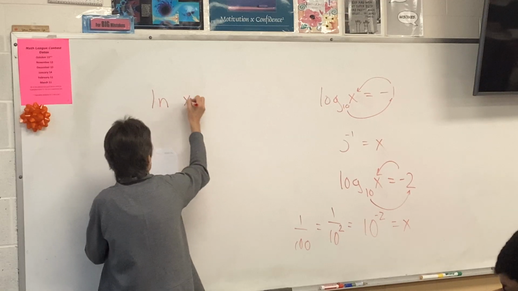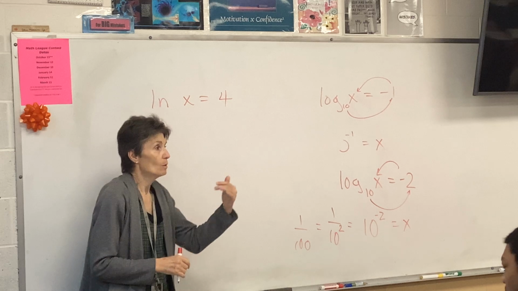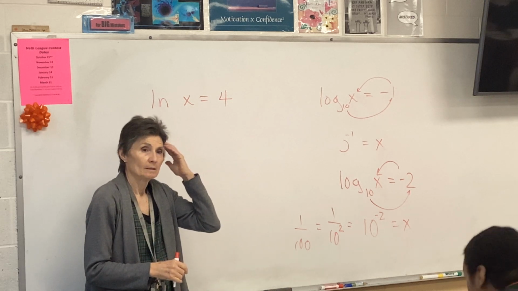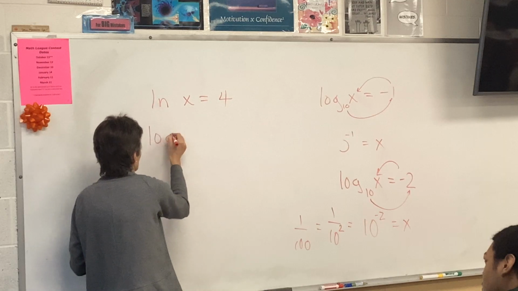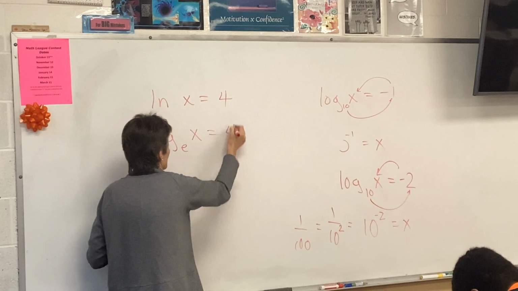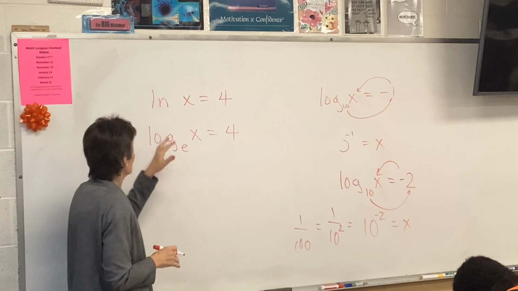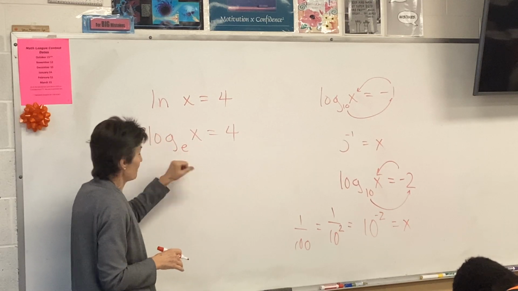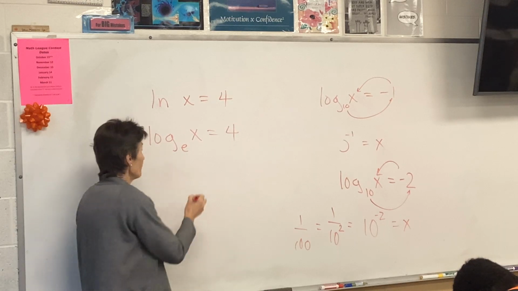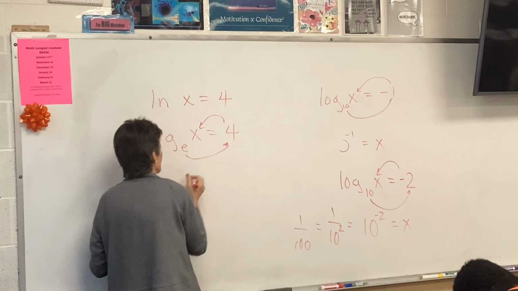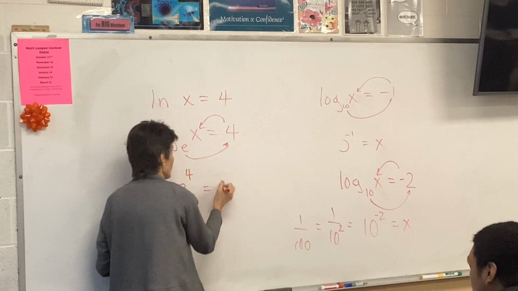All right, what are you going to do with this one now? It looks a little bit different, but what do we remember? What's ln? Log base e. So let's just rewrite the problem. Instead of ln, make it log base e. And then can we loop-de-loo it? Yep. And what's it going to say? E to the 4th equals x.